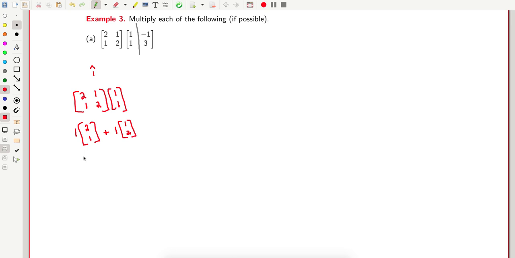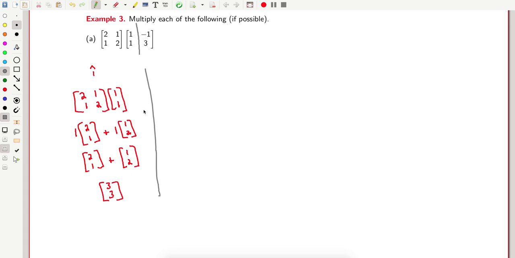And when we do that, 1 times this column is that column. Likewise with this other one. My penmanship is really bad today. And when we add these corresponding elements, we get 3, 3, which is where we said I hat should ultimately end up in relation to the original grid definition that we had, where I hat is 1, 0 and J hat is 0, 1.